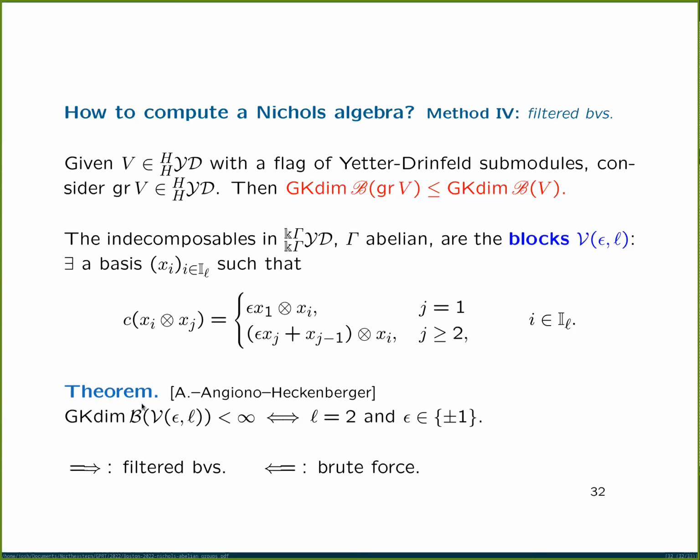Any questions? Yeah, I was curious. So you mentioned there was this other way of getting Nichols algebras by starting with a bilinear form and killing this radical. Can you reconstruct the bilinear form from any of these other methods?